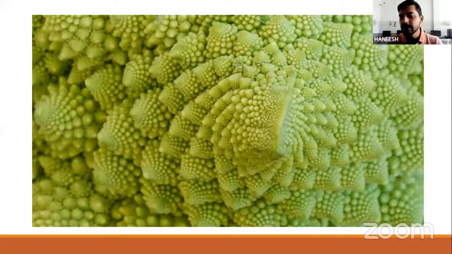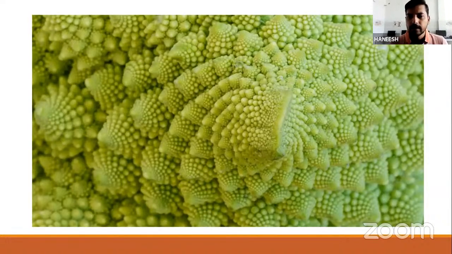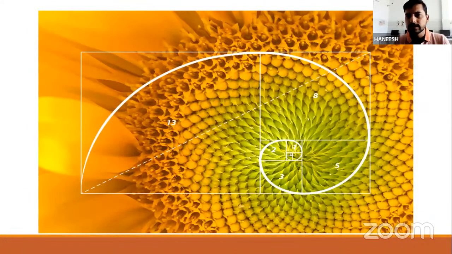So if you can see most of nature, this is a Romanesco cauliflower. You can see there is always a structure and a pattern in every part of nature. Everything you can see here is having some kind of structure, right? And even if you go and see the sunflower, everything is structured. Everything is having its perfect structure. Nature is very, very perfect.